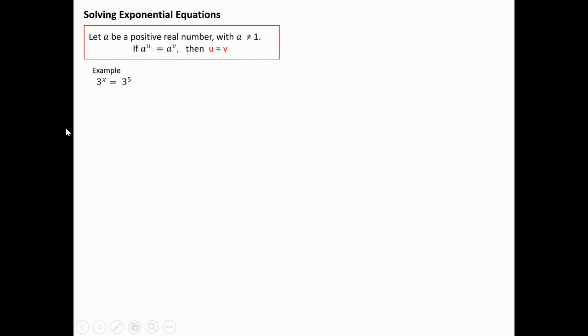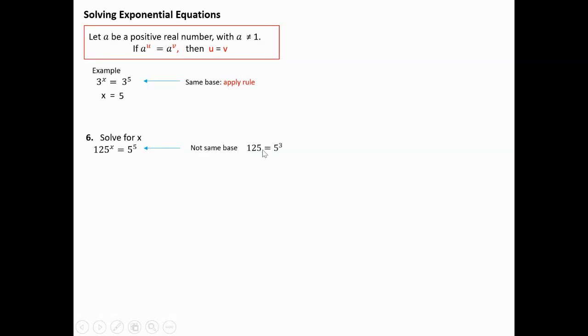Okay, example. Here we have the same base, right, so we can apply the rule. So the exponents must equal each other, so x equals 5. But not every time will you have the same base, so you're going to have to try to make them the same base. So for example, here we have 125 to the x equals 5 to the 5th power. So not the same base.